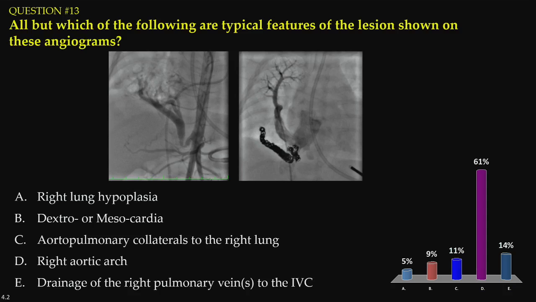And the answer is D. So most of you got that right. That's excellent. So what is this? Good. So that's first step. This will be the angiogram you see, or some angiograms you see. So the aorta shows aortopulmonary collaterals, which are a feature of scimitar syndrome.